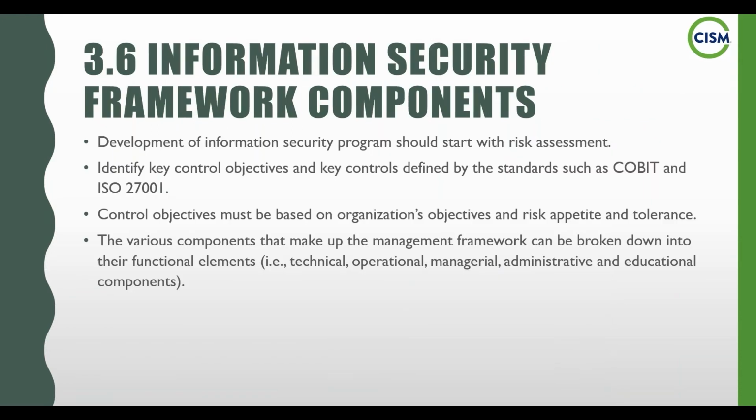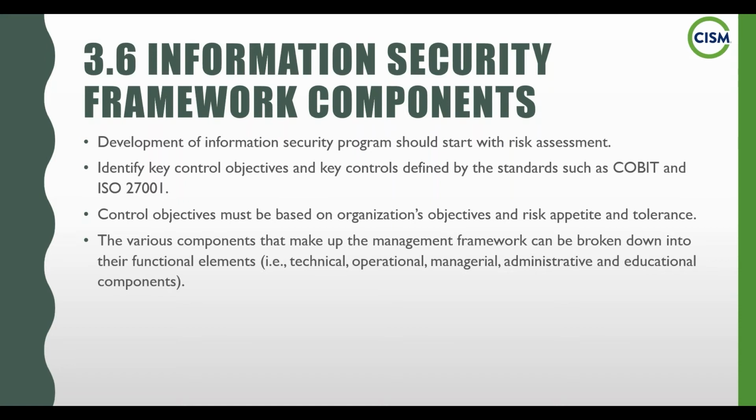Information security framework components, right? What are the components? We start developing a program with the risk assessment. Whatever you do, you start with risk assessment so that you have the knowledge of what we have in terms of risk, and how we have to mitigate the risk. Then identify key control objectives and key controls defined by standards such as COBIT or ISO 27001. Once you have the results of the risk assessment, it's time to identify your key control objectives, what you want to implement, and what key controls you should implement. You can take help from COBIT, ISO 27001, CIS or NIST. These are industry standards that you can use for control identification.